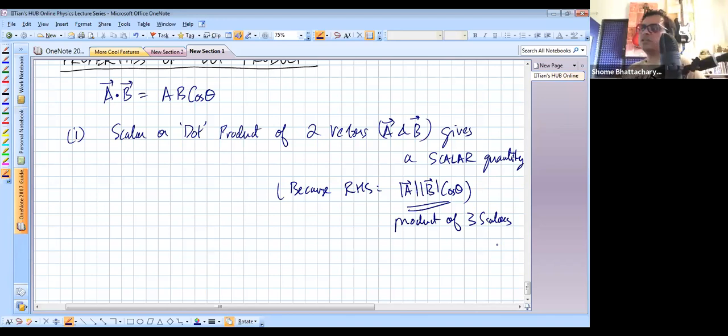Yeah, Piyush, I've just explained that point and I've written it down over here also, because the scalar dot product of two vectors gives us a scalar quantity. It does not give us a vector quantity, it gives us a scalar quantity. That is why it is called a scalar product.